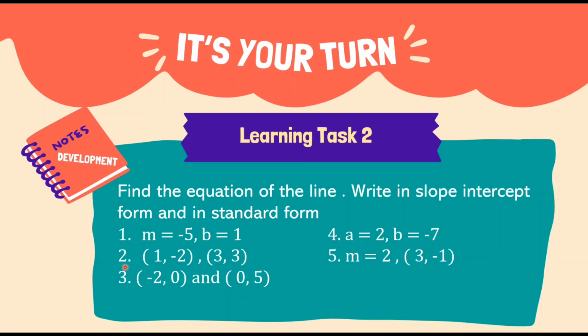For number 2, given 2 points. Then for number 3, we have the x and y-intercept. And then for number 4, given our x and y-intercept also. And then for number 5, the given is slope and a point. So you need to use the formula in finding the equation of the line.